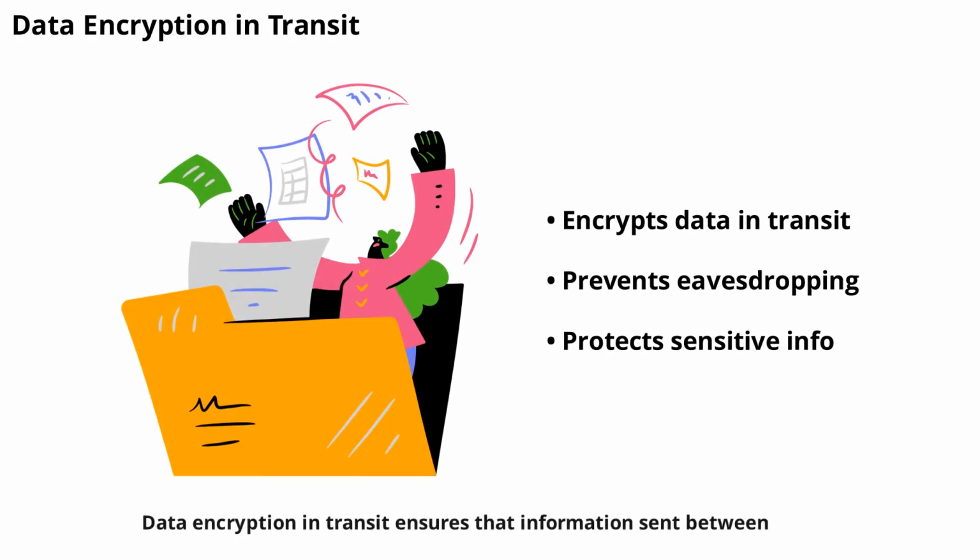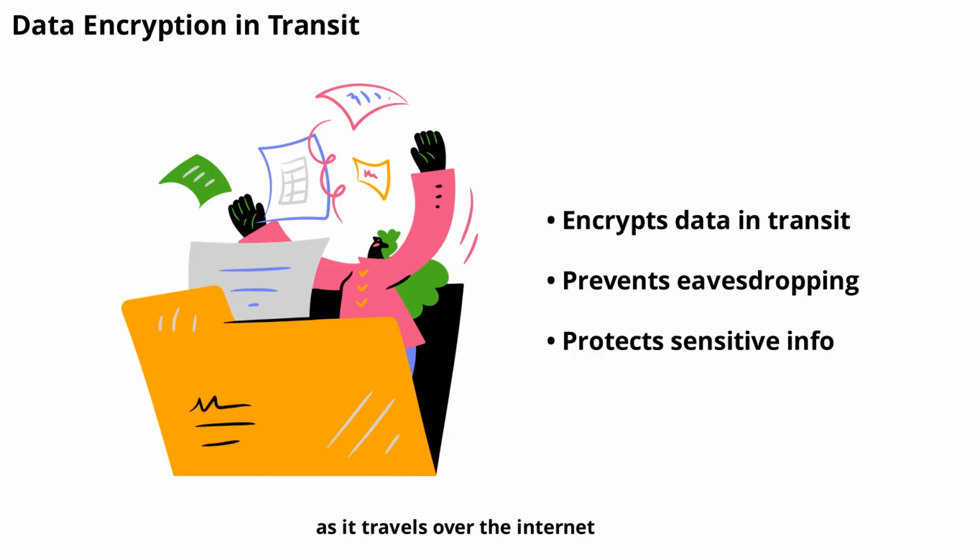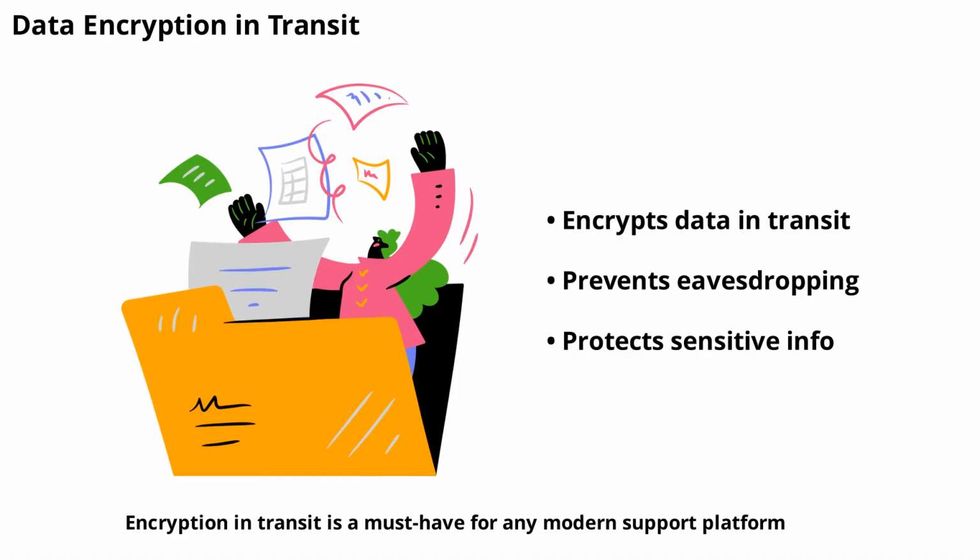Data encryption in transit ensures that information sent between users and your customer support software is protected from eavesdropping. Enable HTTPS and SSL/TLS protocols to encrypt all communications. This prevents attackers from intercepting sensitive data, such as login credentials or customer details, as it travels over the internet. Encryption in transit is a must-have for any modern support platform.